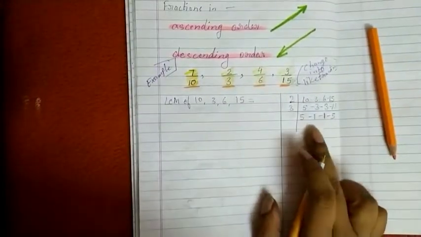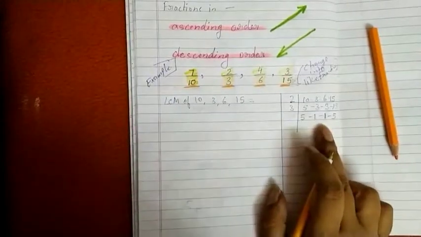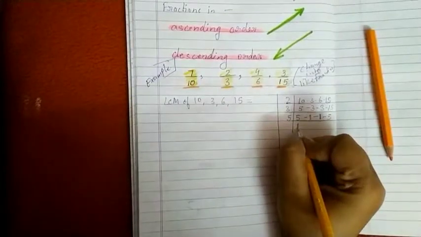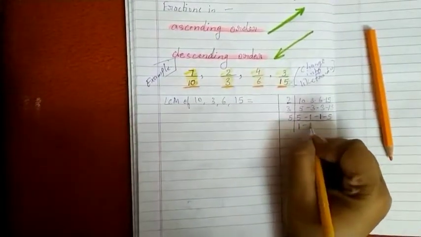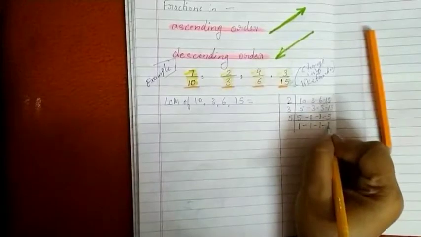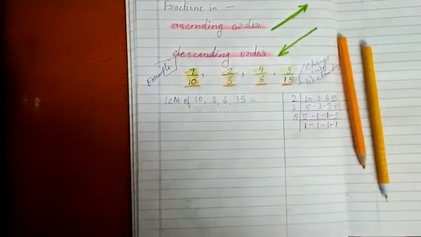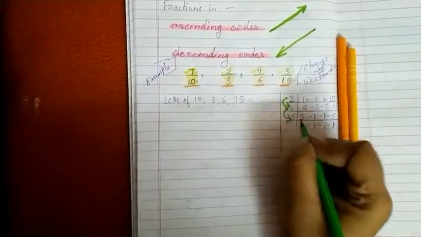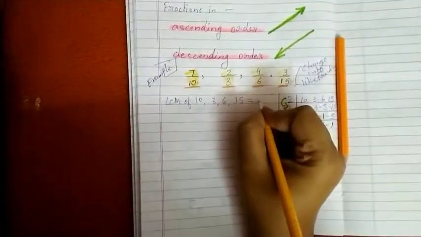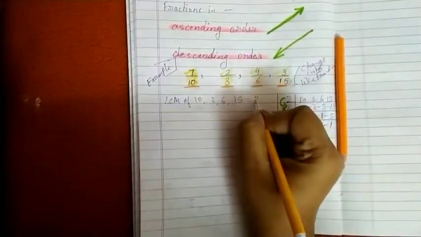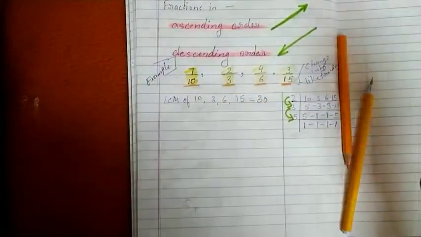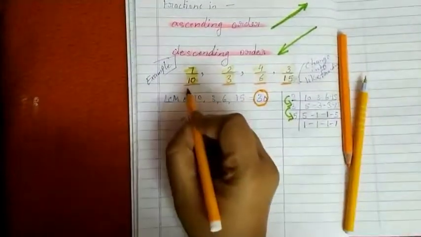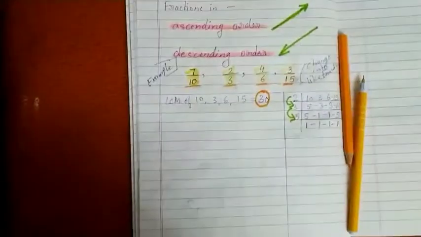Is anything divisible by 2 or 3? No. What is there? 5. Do it by this: 5 times 1, 5. Copy 1 like this. Again 1. So now children, multiply this. 2 times 3, 6. 6 times 5 is 30. So what is your LCM, children? Your LCM is 30. Now you have to change all the denominators into 30.